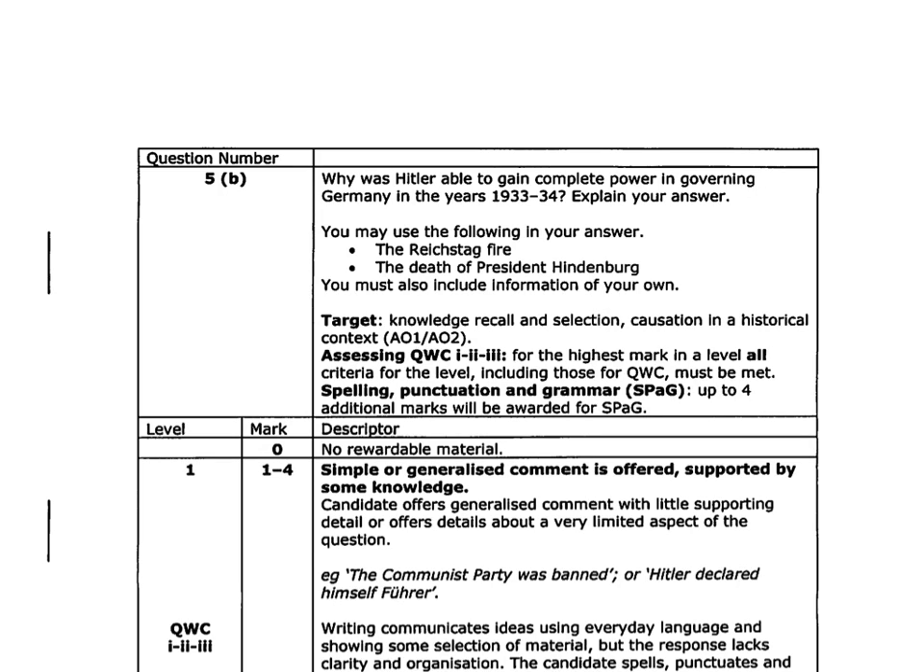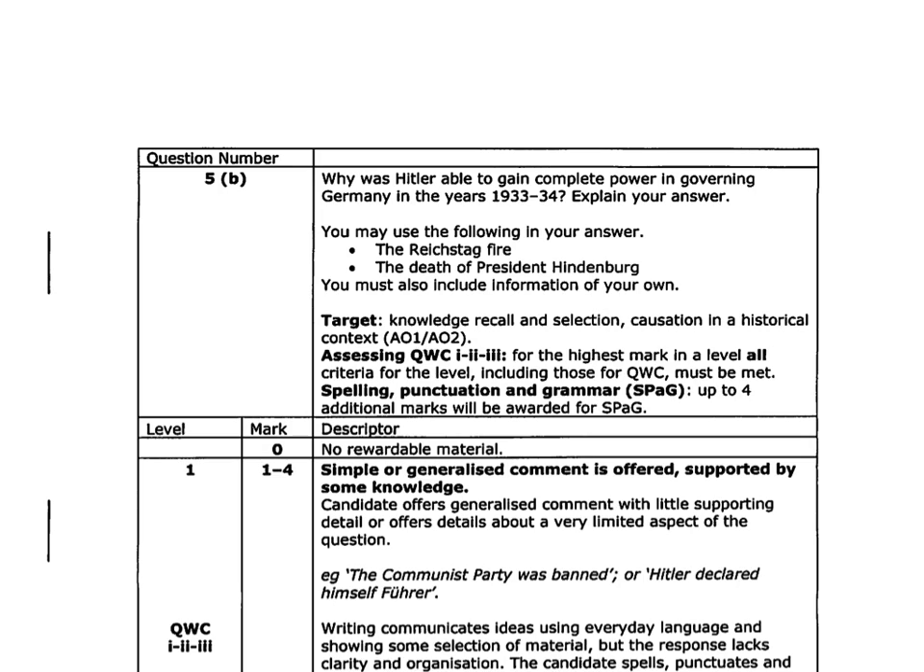Why was Hitler able to gain complete power in Germany, governing Germany in the years 33 to 34? Why? So multiple reasons. 16 mark, we need 4 of them. Complete power in governing Germany in the years 1933 to 34. It's got to be relevant to those dates. Any evidence that falls before or after those dates is not applicable. So multiple, 4 reasons why he was able to come to power, from the most important to the least important.